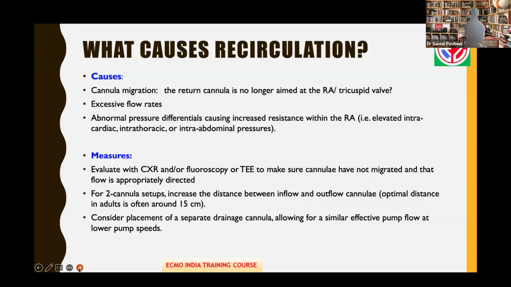So what causes recirculation? As I mentioned, the return cannula is no longer aimed at the RA or tricuspid valve. Malposition of the cannula is very important. Excessive flow rates for that particular patient, and abnormal pressure differences causing increased resistance within the right atrium can also increase recirculation. So what you do then, evaluate with chest x-ray, or fluoroscopy if available, for any movement of the tips of the cannulae, and then you can draw them apart so the recirculation fraction goes down.